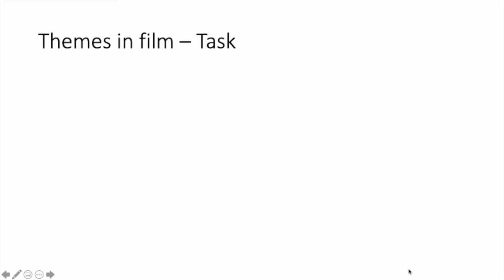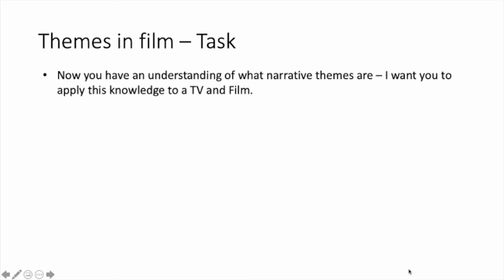So, with this in mind, you should now have a pretty good understanding of what narrative themes are. If you just need to go back and take a note on the previous slide, then please, by all means, do so. So you have a thorough understanding of what narrative themes are. Okay, but I want us to do now a quick activity.